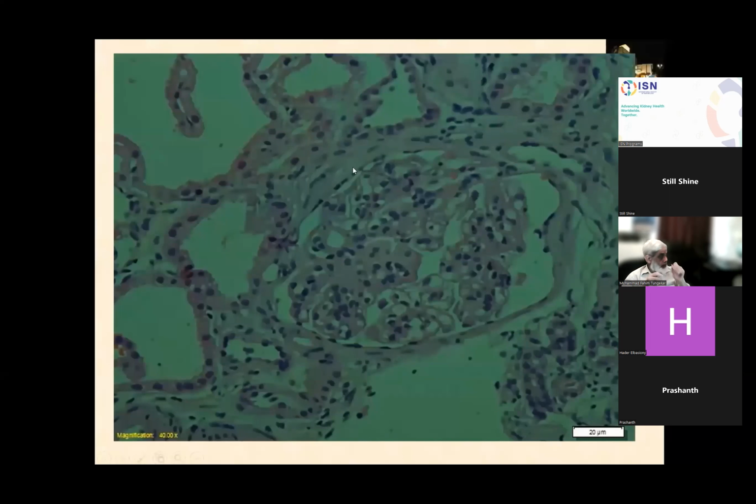This glomerulus here exhibited, in this segment, mesangial expansion associated with segmental mesangial hypercellularity. Here, the hypercellularity results from the mesangial cells. But in the capillary there are no inflammatory cells inside, and the capillary here looks normal, and there is no thickened basement membrane, just segmental mesangial expansion and hypercellularity, and this is the typical picture or typical pattern of IgA nephropathy.